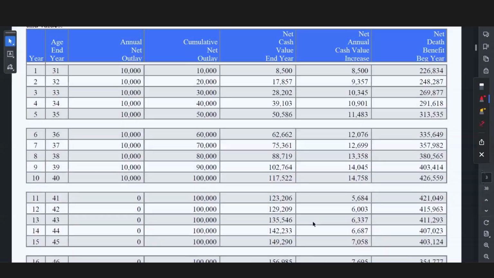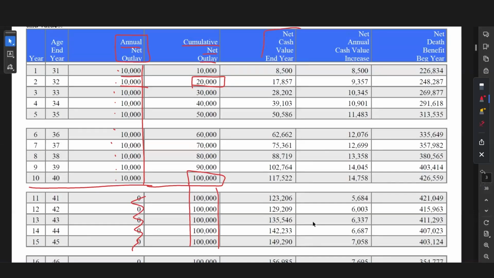Okay, so we've got these different columns. First, we've got annual net outlay. That is how much you pay every year. So annual outlay represents the yearly payment. Then we have cumulative net outlay. This tallies up all of your annual payments. For example, 2 years into it, you've paid $10,000 twice, so your total payments are $20,000. 10 years into it, you've paid $10,000 for 10 years. Your total payments are $100,000. You pay nothing after year 10 in this example. That is why your total payments do not exceed $100,000.